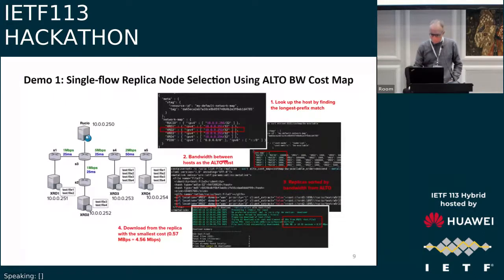In this case, what you see is step 1, look up the host by finding the longest prefix match. Step 2, bandwidth between hosts as the Alto host cost. So you query the Alto and you get the bandwidth cost map for each of the endpoints you can choose from. Step 3, you get the replicas back from the Alto service ordered by the bandwidth availability. Suppose you want to choose the highest bandwidth because you want to minimize download time. And then step 4, you choose the replica. You choose where to get it from, and you actually can get an estimate of the throughput from the system.